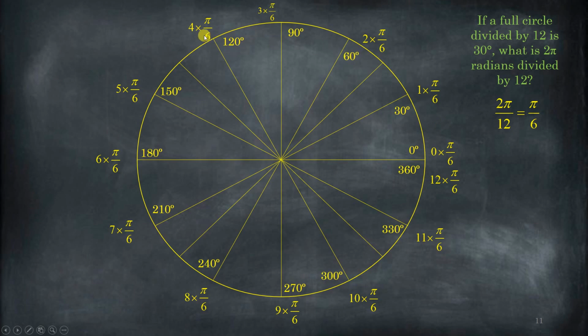Now, just like we wouldn't write 4 times 30 degrees, we also wouldn't just leave 4 times pi over 6, because that can be reduced. So we need to go through and clean these up. We wouldn't write 1 times pi over 6, just pi over 6, right? 2 times pi over 6, that reduces to pi over 3. 3 over 6, that's a half.